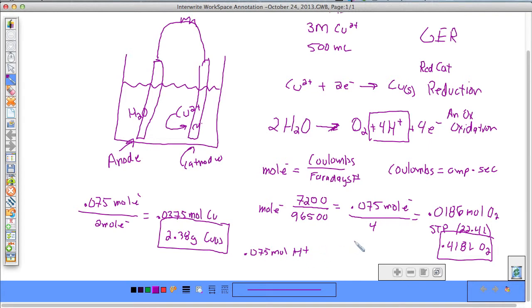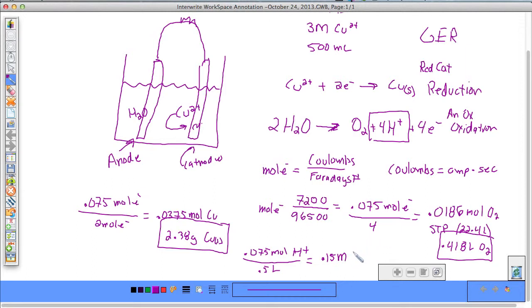And so what we need to know then to solve for pH is we need to know the molarity of these hydrogen ions. So the molarity is going to be the amount of moles divided by the amount of liters. So we've got 0.5 liters up here. It says 500 milliliters, so we got 0.5 liters. So we divide that out, and I get 0.15 molar solution of hydrogen. That's a really strong solution of hydrogen ions.